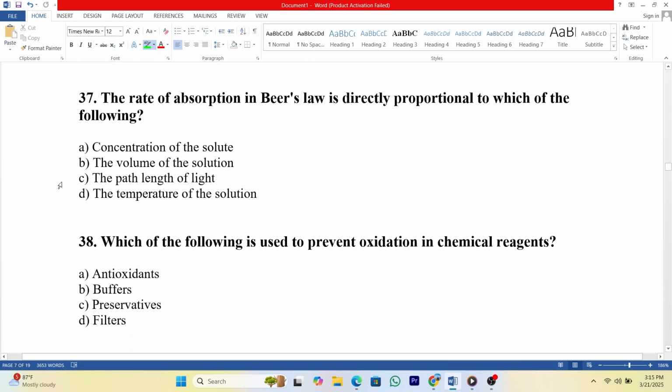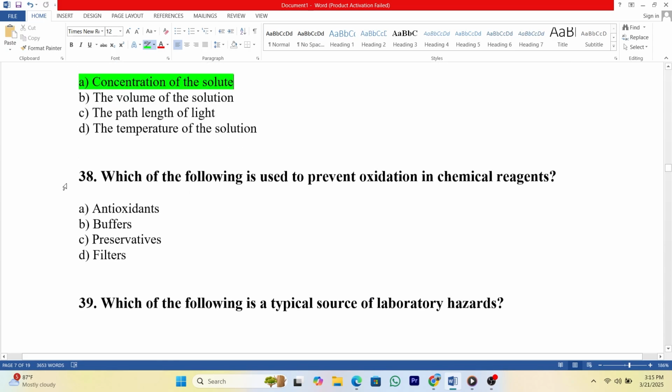37. The rate of absorption in Beer's law is directly proportional to which of the following? A. Concentration of the solute. B. The volume of the solution. C. The path length of light. D. The temperature of the solution. Answer, A. Concentration of the solute.